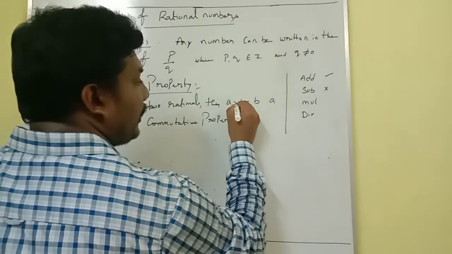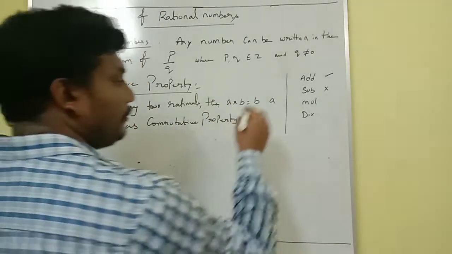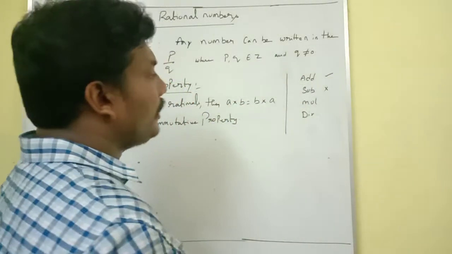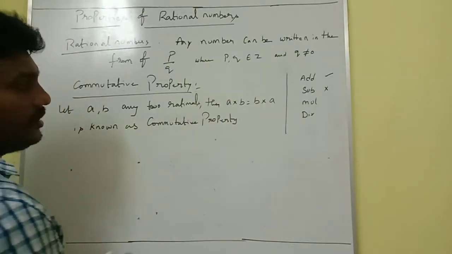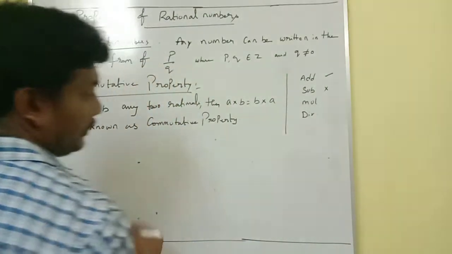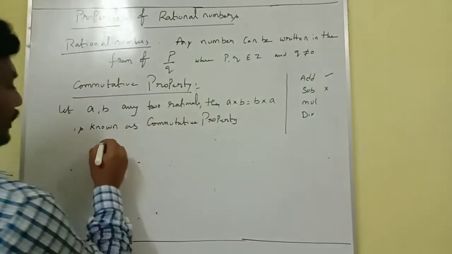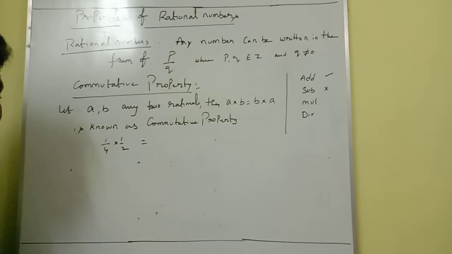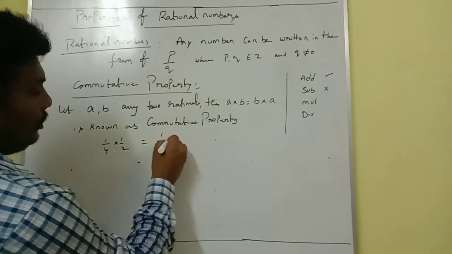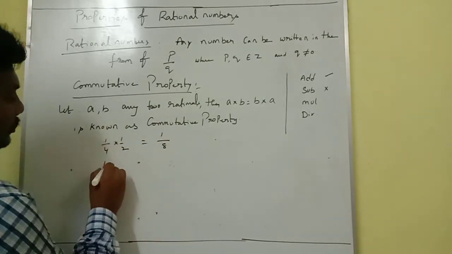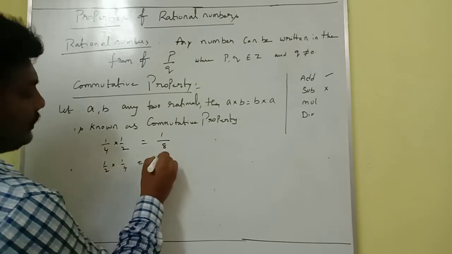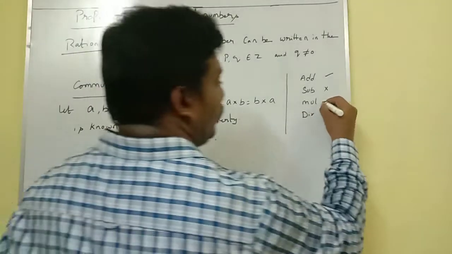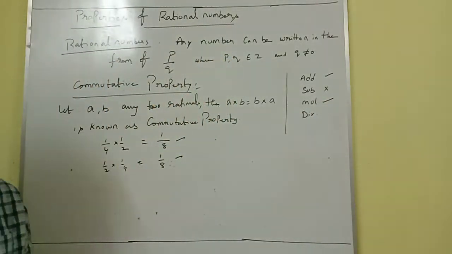If you multiply A into B and B into A, and A into B equals B into A, then it is suitable for multiplication; otherwise it is not suitable. Let me check whether it is suitable or not. Taking the same example, 1 by 4 into 1 by 2: 1 into 1 is 1, 4 twos are 8. Now 1 by 2 into 1 by 4 is again 1 into 1 and 2 into 4, and we get the same result. That's the reason why multiplication is suitable.